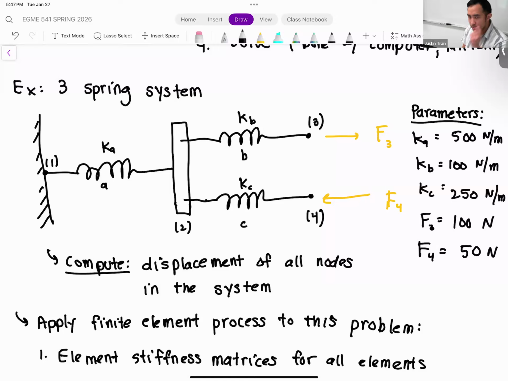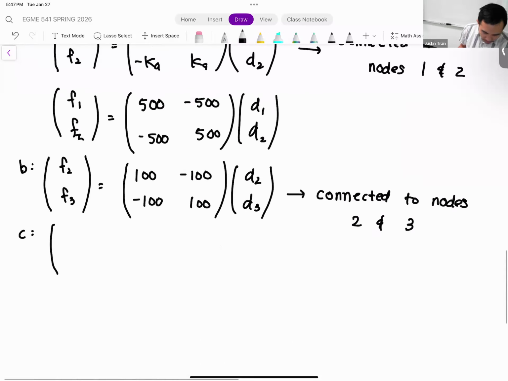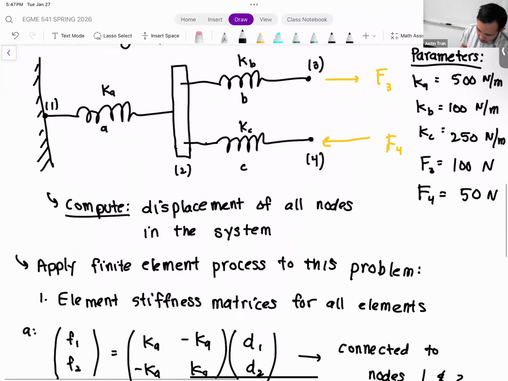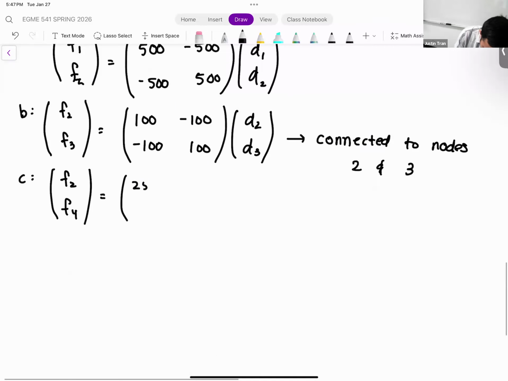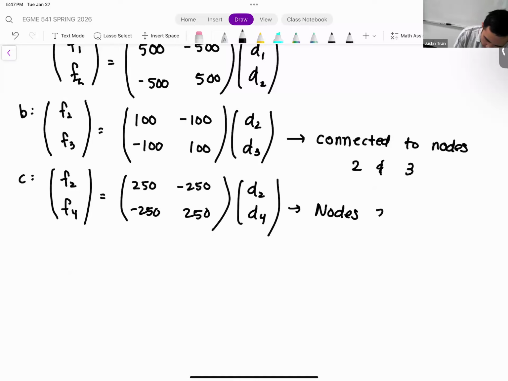On the left-hand side, element C here is connected to node number 2, and on the right-hand side, this element is connected to node 4. So our element stiffness matrix has to reflect this. And so we have F2, F4 is equal to the spring constant for element C. What was that? That was 250. So this is 250, minus 250, minus 250, 250, times D2, D4. This is nodes 2 and 4.